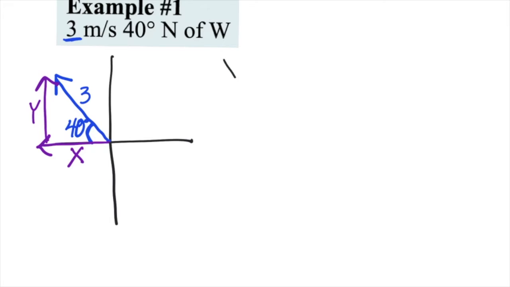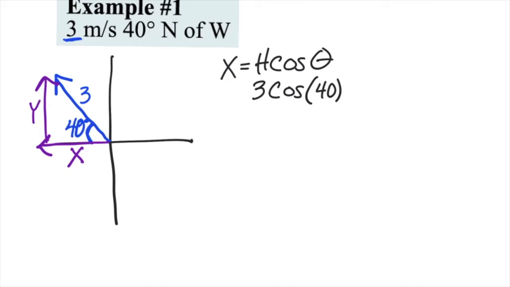So for the x vector, it's going to be the hypotenuse. And then in this case, our x vector is adjacent to this angle. It's touching it, so it's adjacent. So our trig function that's adjacent is cosine, so it's going to be cosine of our angle. So our hypotenuse in this case is 3, cosine of our angle of 40 degrees. Then we're going to type that in the calculator, and it's going to give us 2.3.